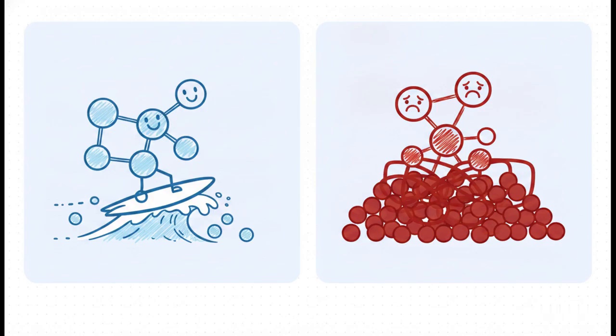But if a molecule has a high affinity for the stationary phase, it stops to interact with all those microscopic obstacles. It gets significantly delayed. So the mixture separates simply because the different molecules end up traveling at completely different speeds.